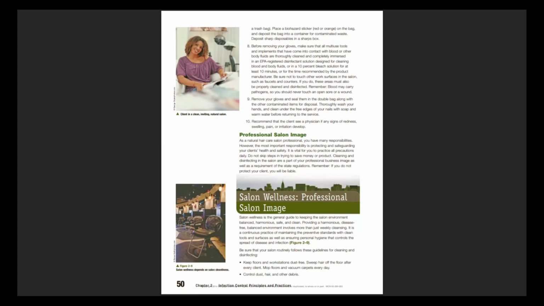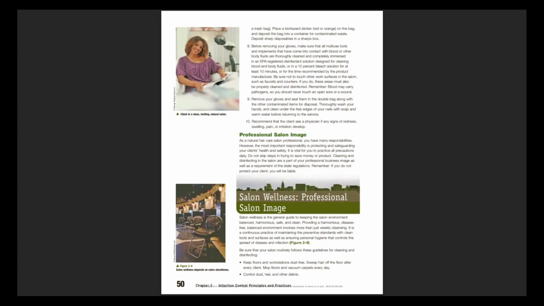Professional salon image. As a natural hair care salon professional, you have many responsibilities. However, the most important responsibility is protecting and safeguarding your client's health and safety. It is vital for you to practice all precautions daily. Do not skip steps in trying to save money or product. Cleaning and disinfecting in a salon are a part of your professional business image as well as a requirement of the state regulations. Remember, if you do not protect your client, you will be liable.